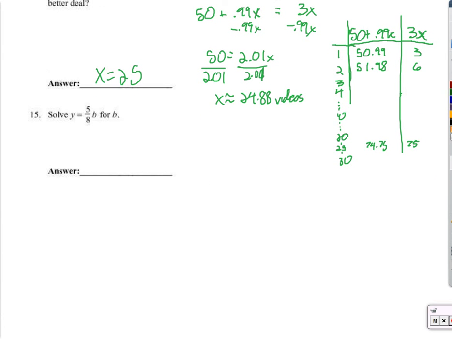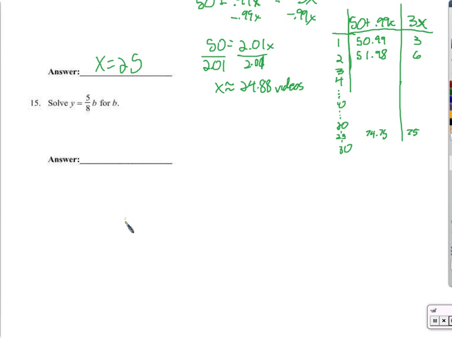And here we have an equation like number 3, maybe it was number 4, where we have a fraction times our variable to be isolated equals, it doesn't really matter what it equals, because we just want to get it by itself, right? So we want a 1 times b, so we're going to multiply by the reciprocal 8/5. And then we're done. B equals whatever 8/5 times y is.